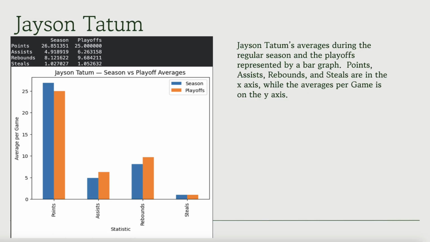In the regular season, Jayson Tatum averaged 26.9 points, about 5 assists, 8.1 rebounds, and 1 steal. In the playoffs, he averaged 25 points, 6.3 assists, 9.7 rebounds, and 1 steal.